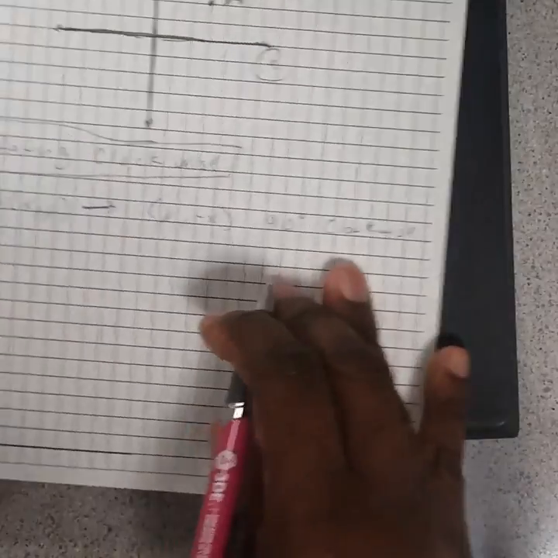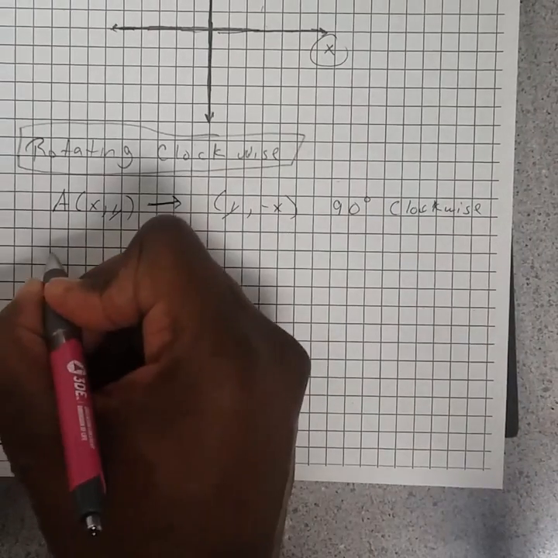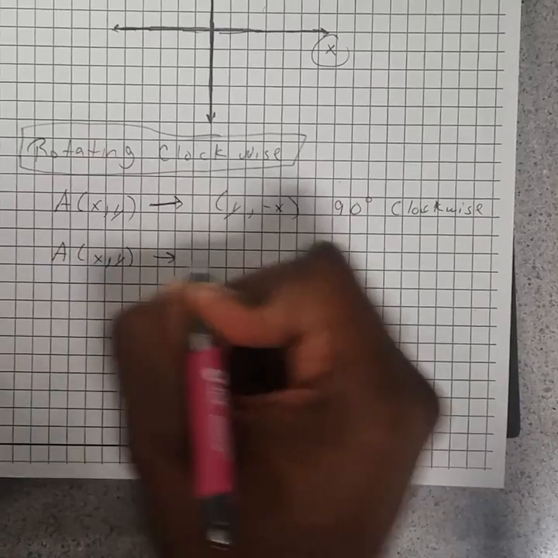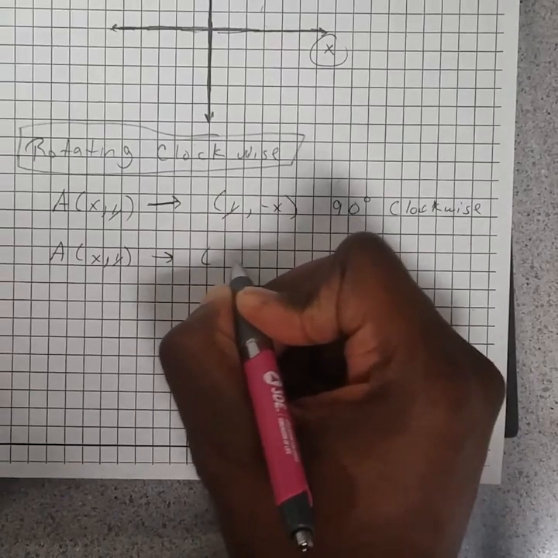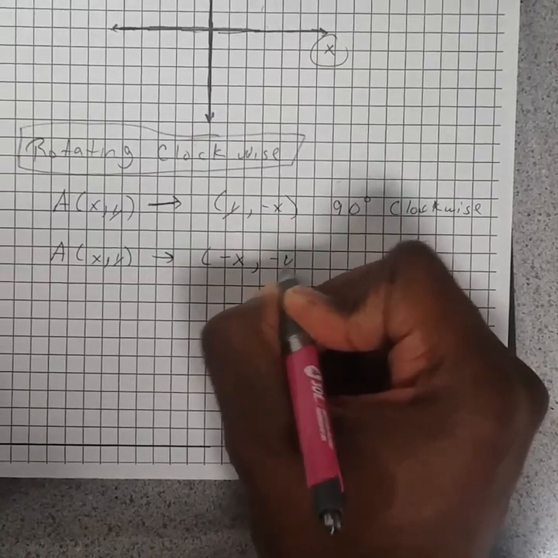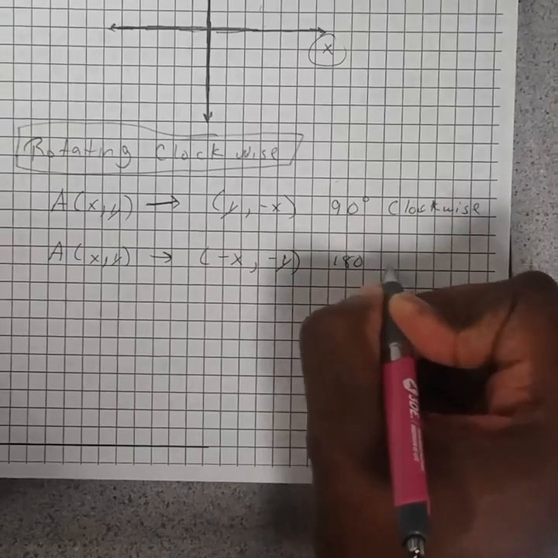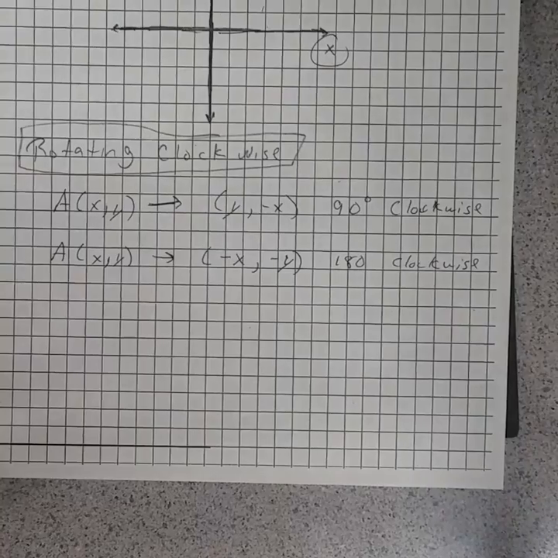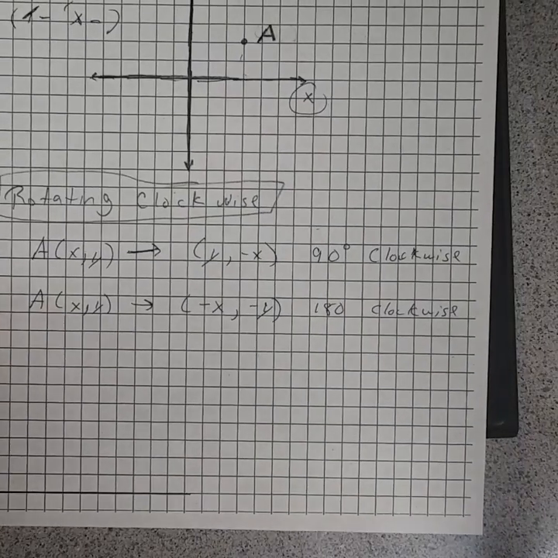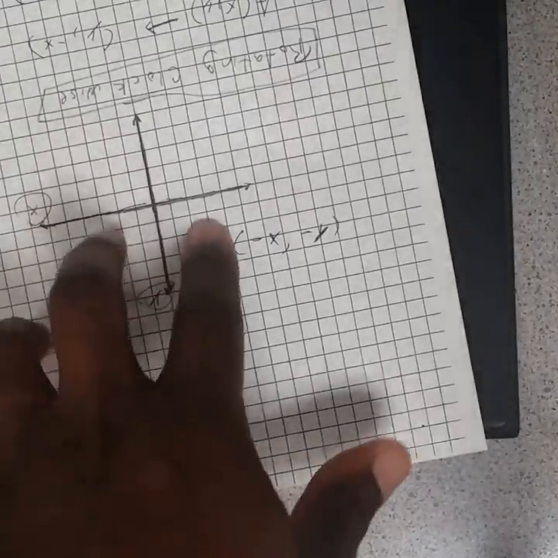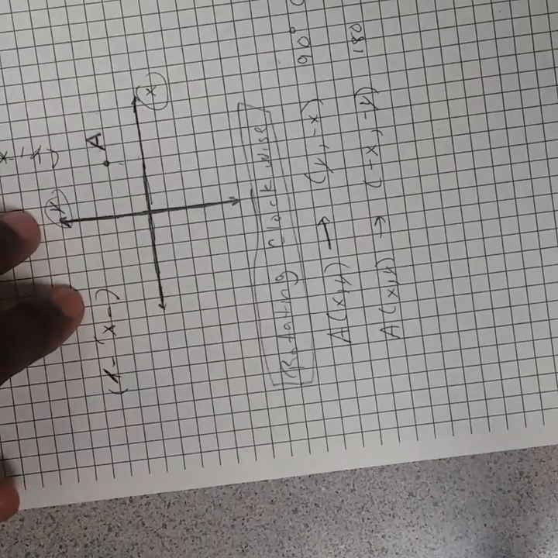So if I go clockwise, and I take A from its original place, X, Y, and I rotate it 180 degrees, it becomes negative X, comma, negative Y. That'd be the coordinate for it, and that's 180 degrees clockwise. All right, so just going back to that point again. Instead of 90, which would be here, and 180, which would be there, we're going to rotate it a third time, which is a 270 degree turn.